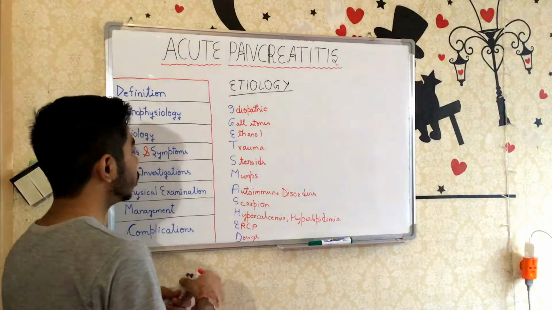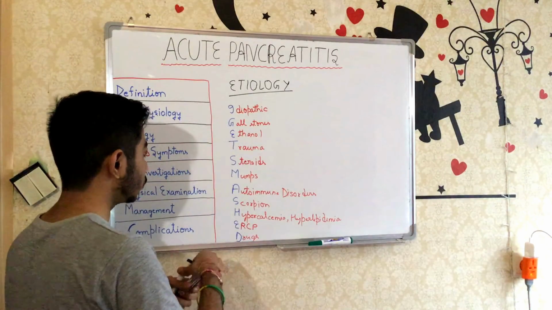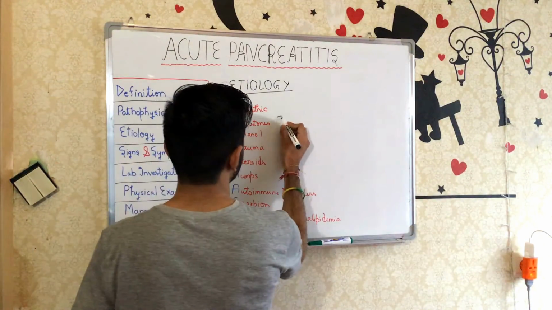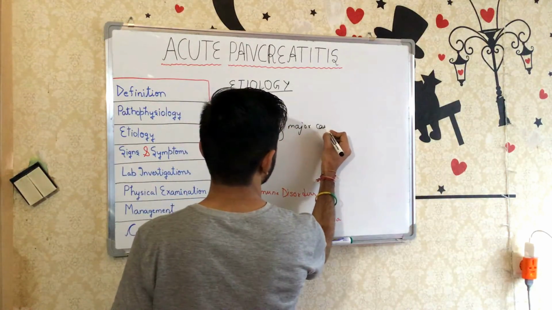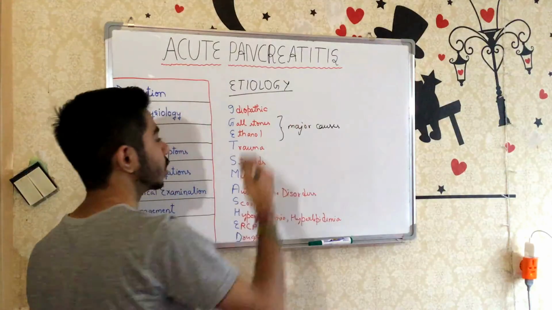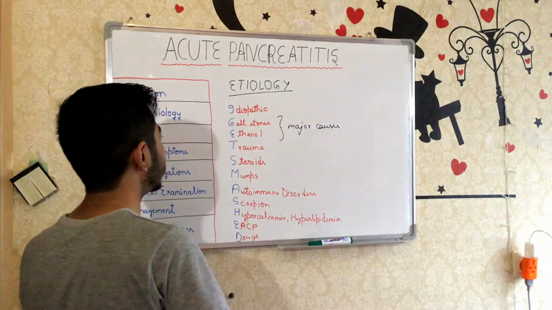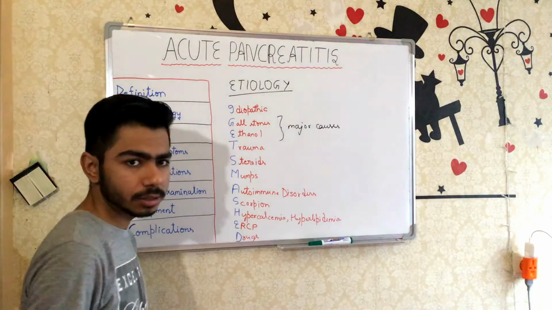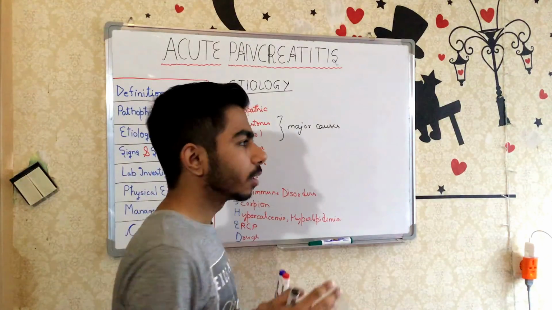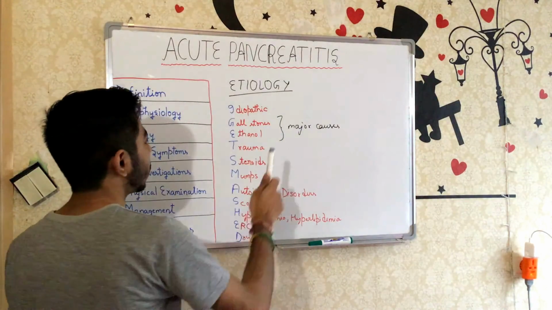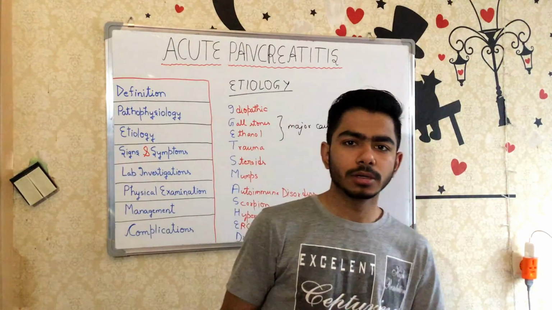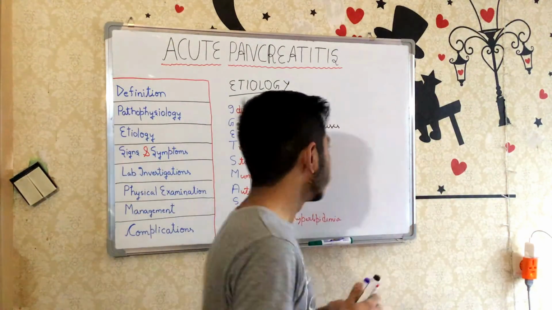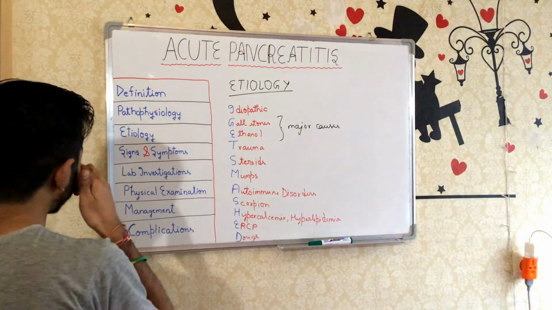However, these two are the major etiological factors. These two are the major causes for the acute pancreatitis, and these are the minor ones. However, they can also cause acute pancreatitis, but in most of the patients, it has been seen that gallstones and ethanol are the major causes. Now, this was about the etiological factors.